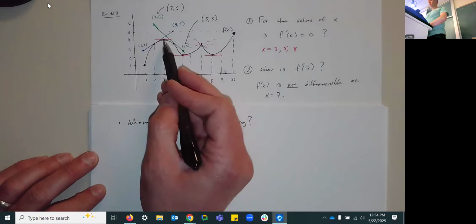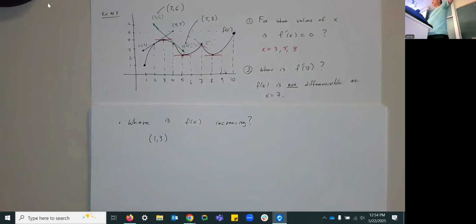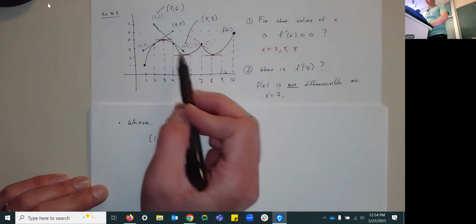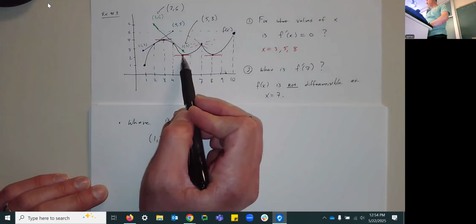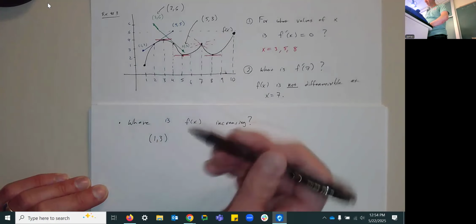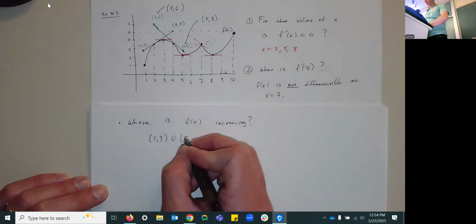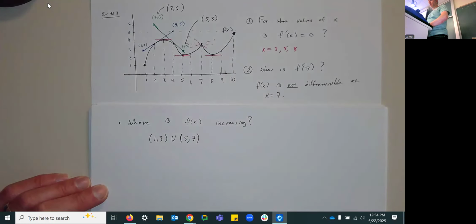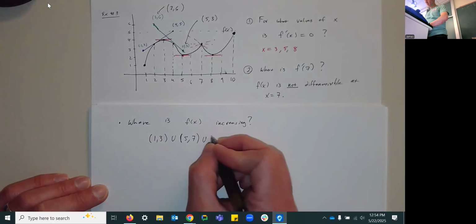It's definitely not increasing at 3 because at 3 it's kind of topping out. That's where we change from being increasing to being decreasing. And then we're not going to include from 3 to 5 because it's getting smaller, not bigger. But from 5 to 7, it's also increasing. So we include parentheses 5 comma 7. And then also from 8 to 10.